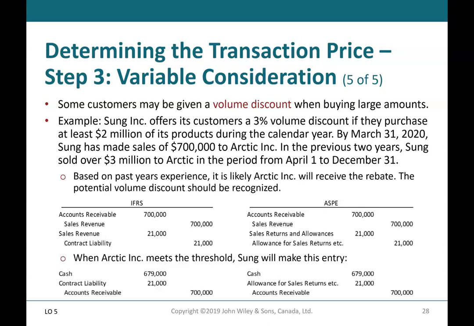When Arctic Inc. meets the threshold, Sung will make this entry. Under IFRS, cash $679,000, contract liability $21,000, and accounts receivable a credit for $700,000. Under ASPE, cash $679,000, allowance for sales returns for $21,000, and credit accounts receivable for $700,000.